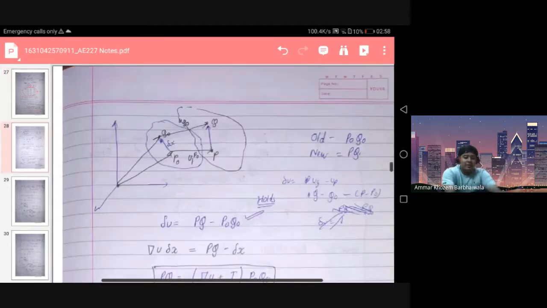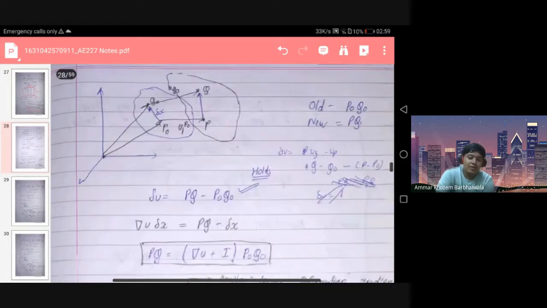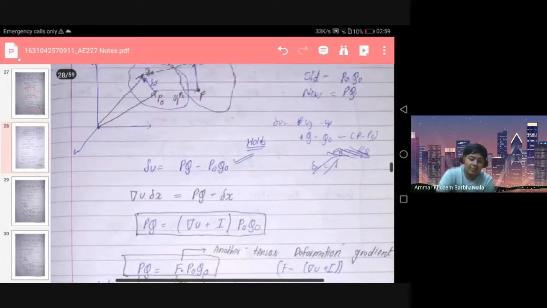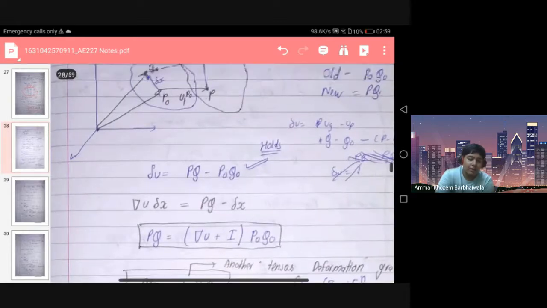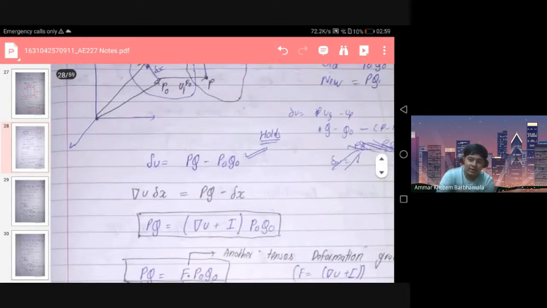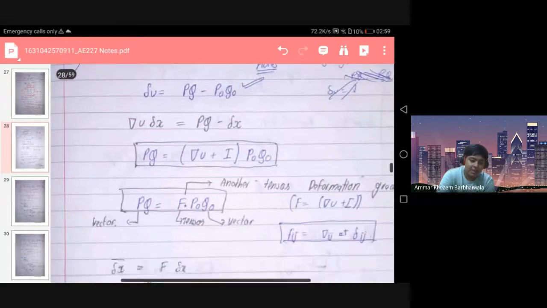So it's the same as the vector representation of this. As said on the last page, we can prove that this is the pq vector minus the p naught q naught vector, as I did on the last page.